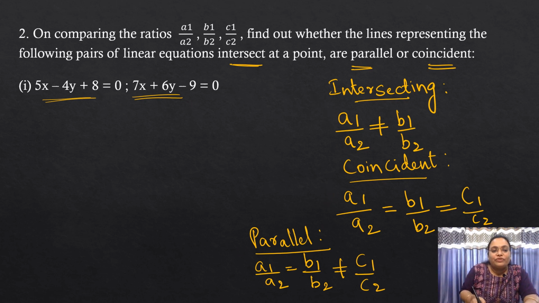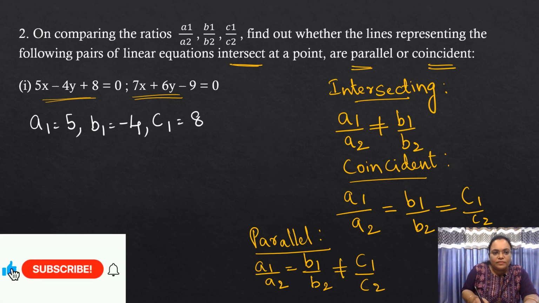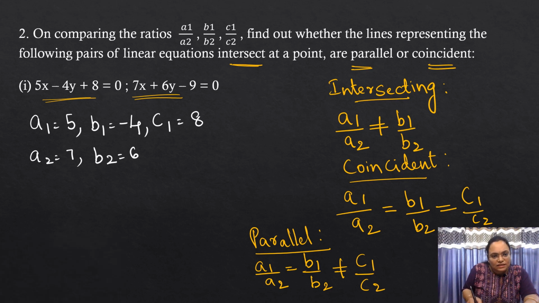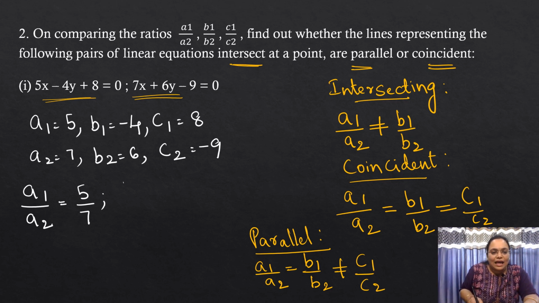Okay. So from the given linear equations, what is A1? A1 is 5. B1 is -4, C1 is 8. A2 is 7, B2 is 6, C2 is -9. Now let us find the ratios. A1 by A2 is 5 by 7 and B1 by B2 is -4 by 6.